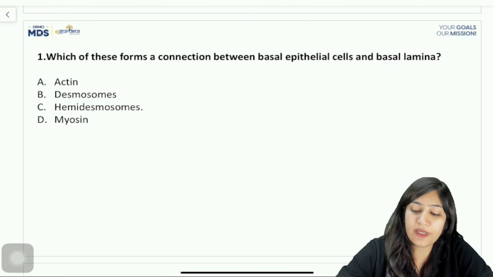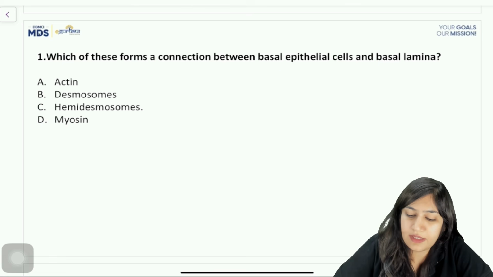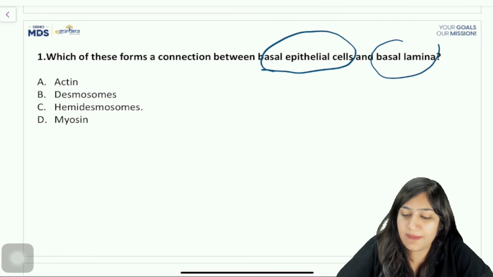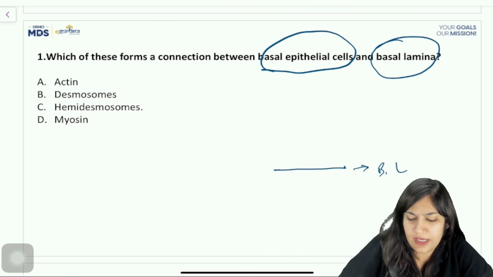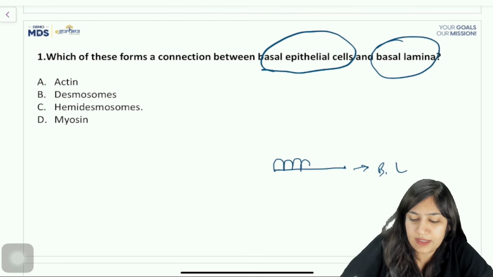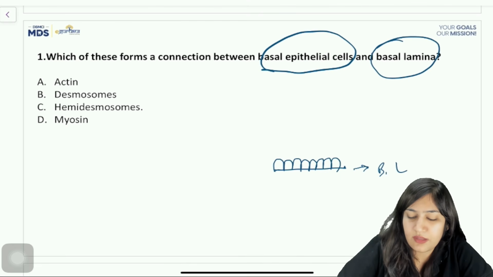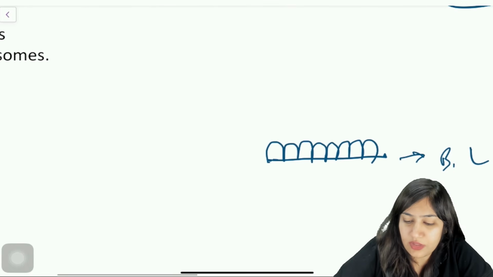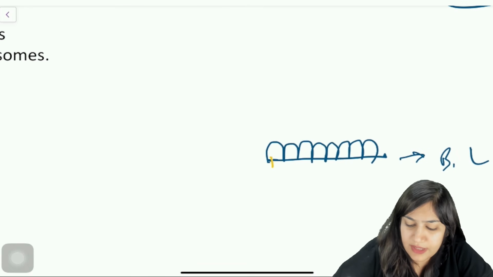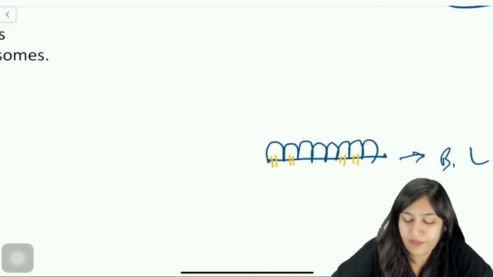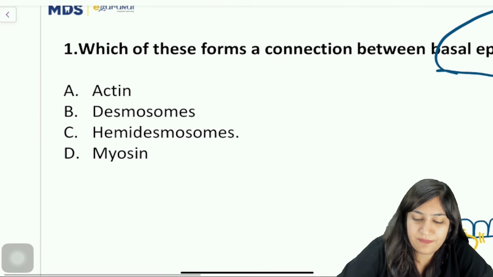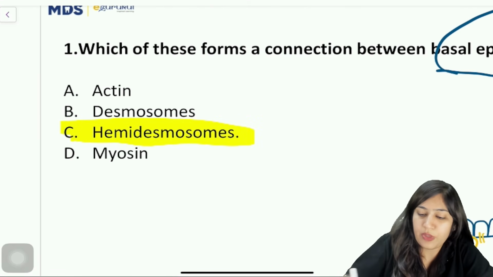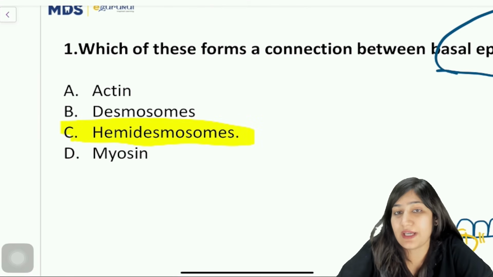So it is asked between basal epithelial cells and basal lamina. So this is the basal lamina and these are the epithelial cells. They are asking about the connection between the basal lamina and basal epithelial cells. This connection is mainly hemidesmosomes. So between the cells and basal lamina is hemidesmosomes.